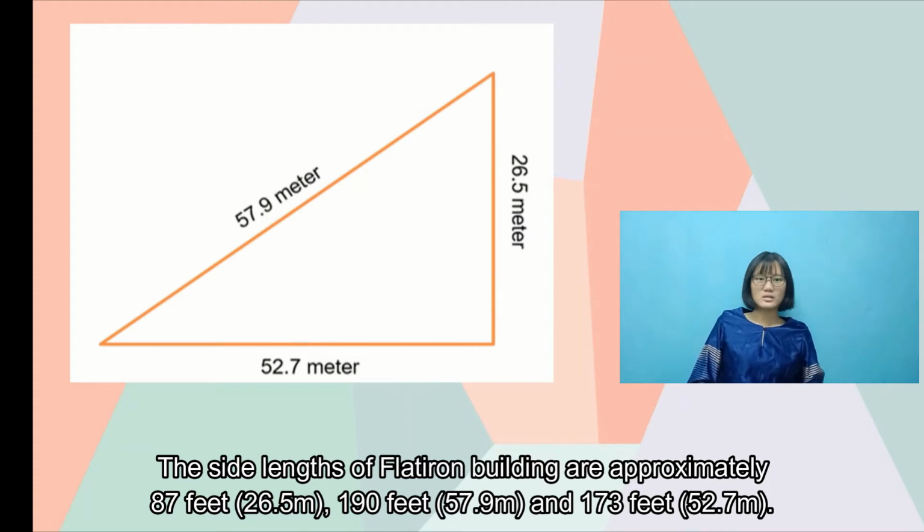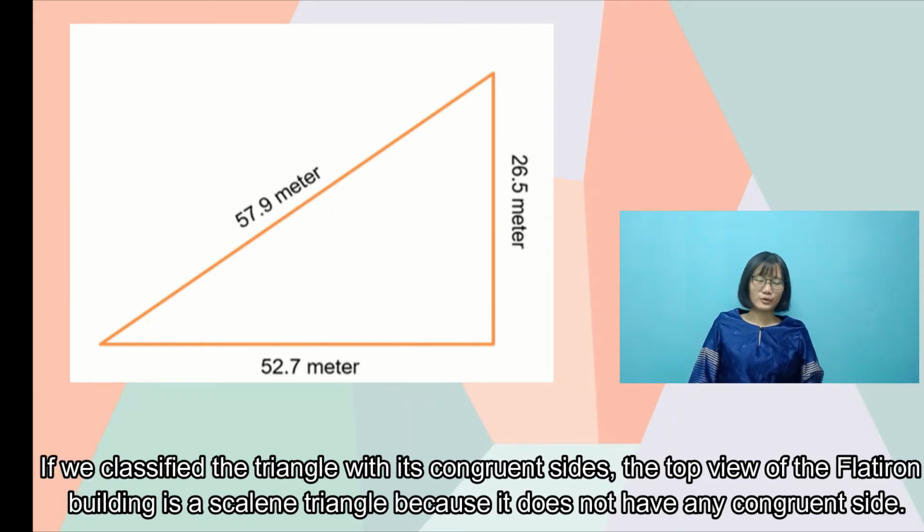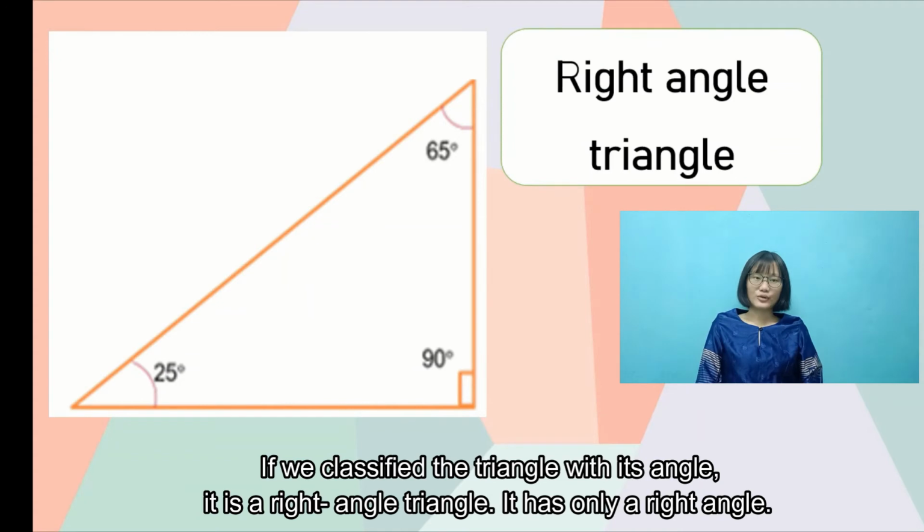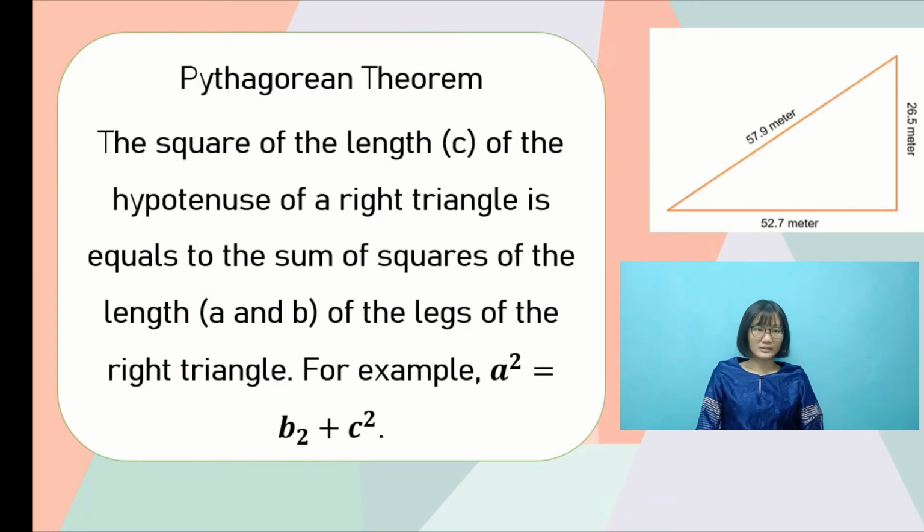190 feet, which is 57.9 meters, and 173 feet, which is 52.7 meters. If we classify the triangle by its congruent sides, the top view of the Flatiron building is a scalene triangle because it does not have any congruent sides. If we classify the triangle by its angles, it is a right triangle. It has only one right angle. The Pythagorean theorem holds for the Flatiron building.